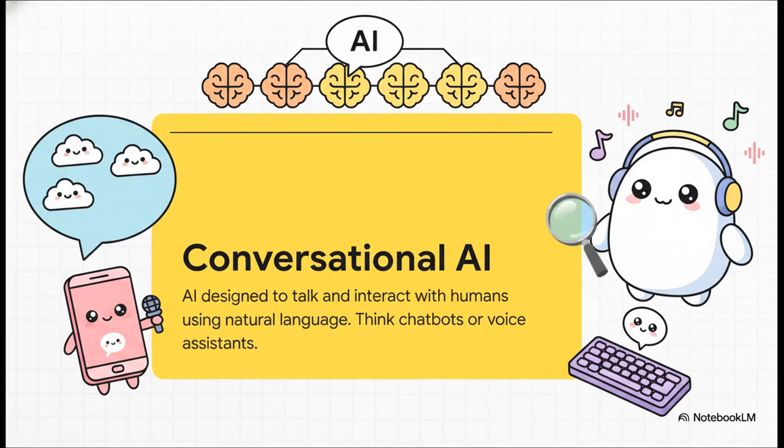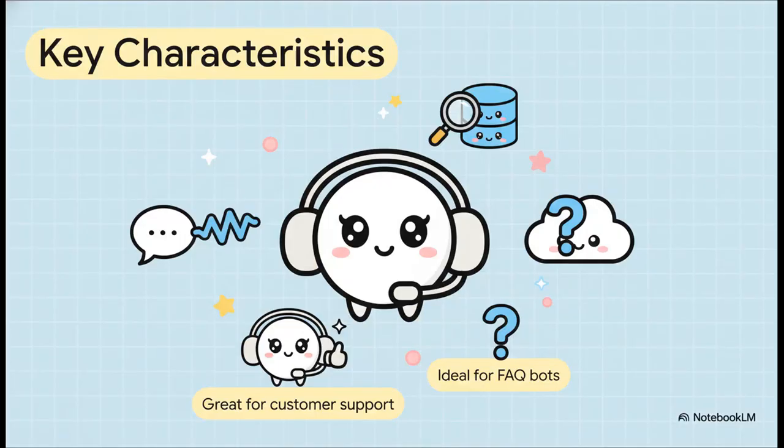Its whole job is to understand what we say or type and then talk back in a way that feels, well, human. So its real superpower? Handling questions. That's why it is such a perfect fit for things like customer support or FAQ bots. Basically, it's brilliant anywhere you need a straight answer to a straight question from a system.